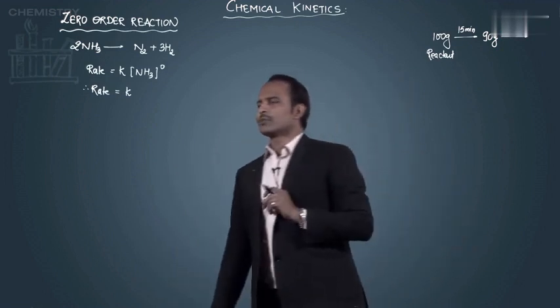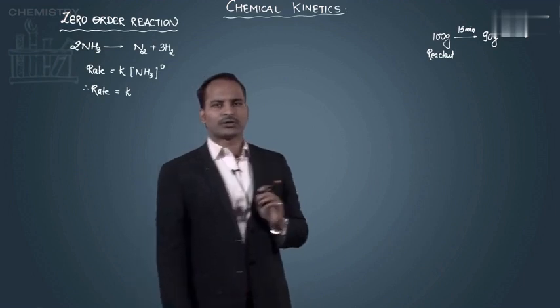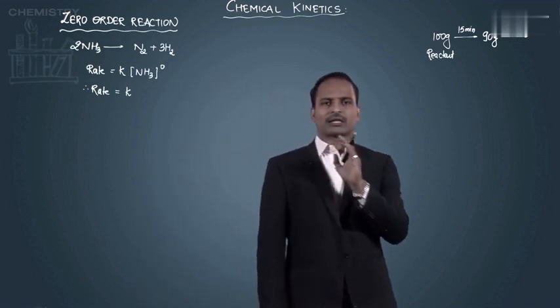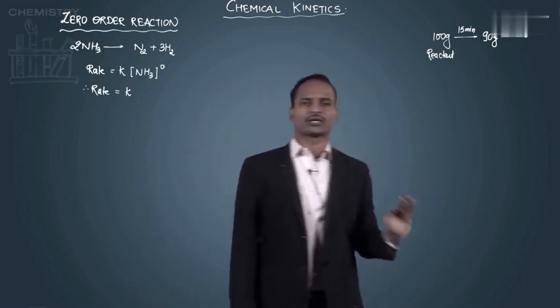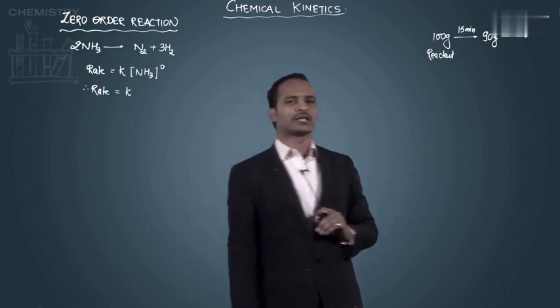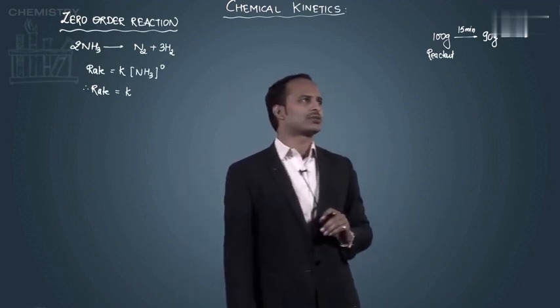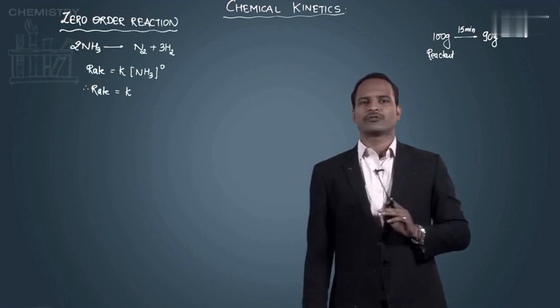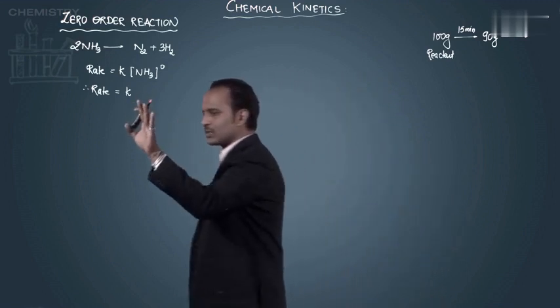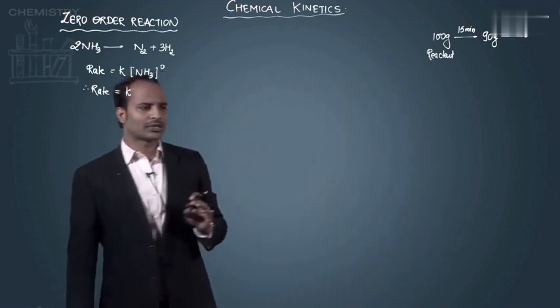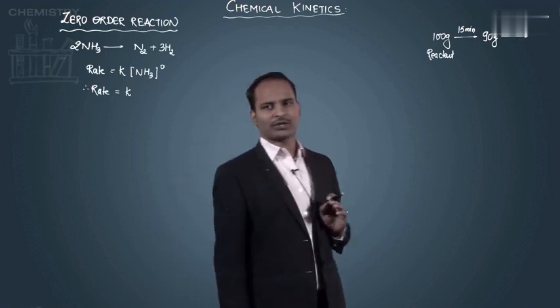We learn in the same chapter that the rate of reaction depends upon the concentration of reactant. It means as the reactant concentration goes on decreasing, the rate of reaction should also decrease. But in the case of a zero order reaction, such a thing does not happen. In this case, the rate of reaction remains constant. It does not change with the reactant concentration. It means with time, the rate of reaction will remain the same.